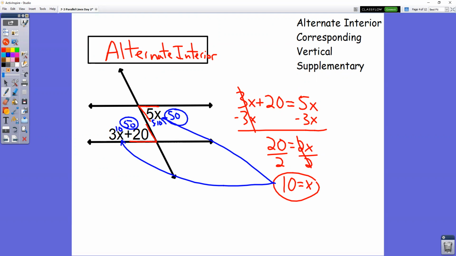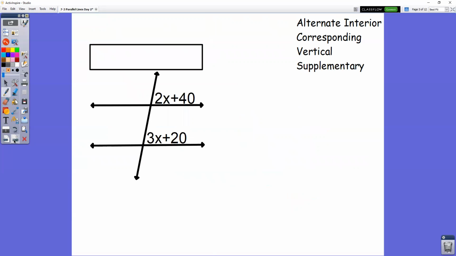Always make sure that your answer makes sense. We said that these angles for alternate interior are equal to each other, and we got 50 and 50. So our answer does make sense. Let's take a look at the next one.